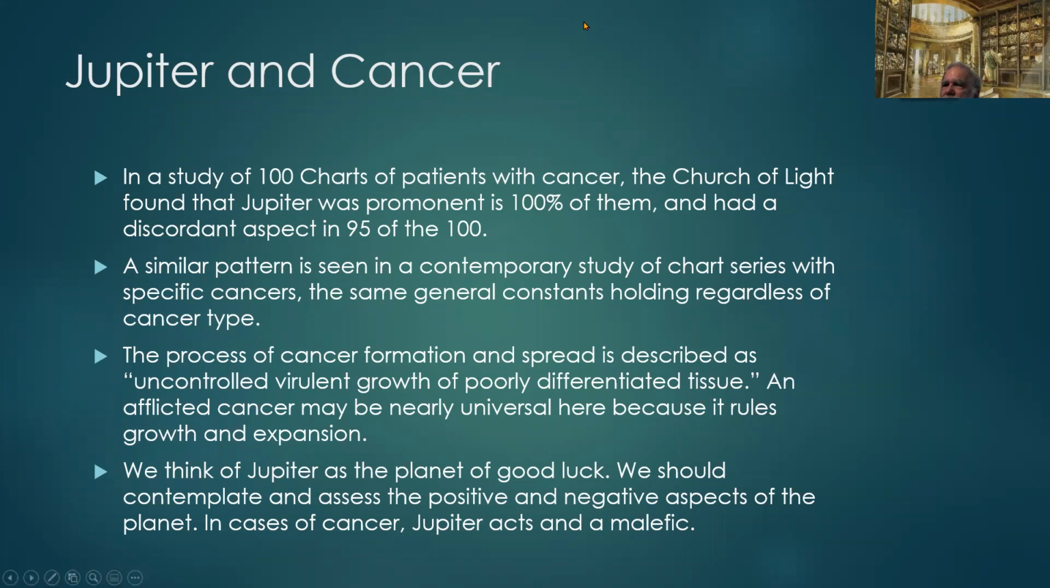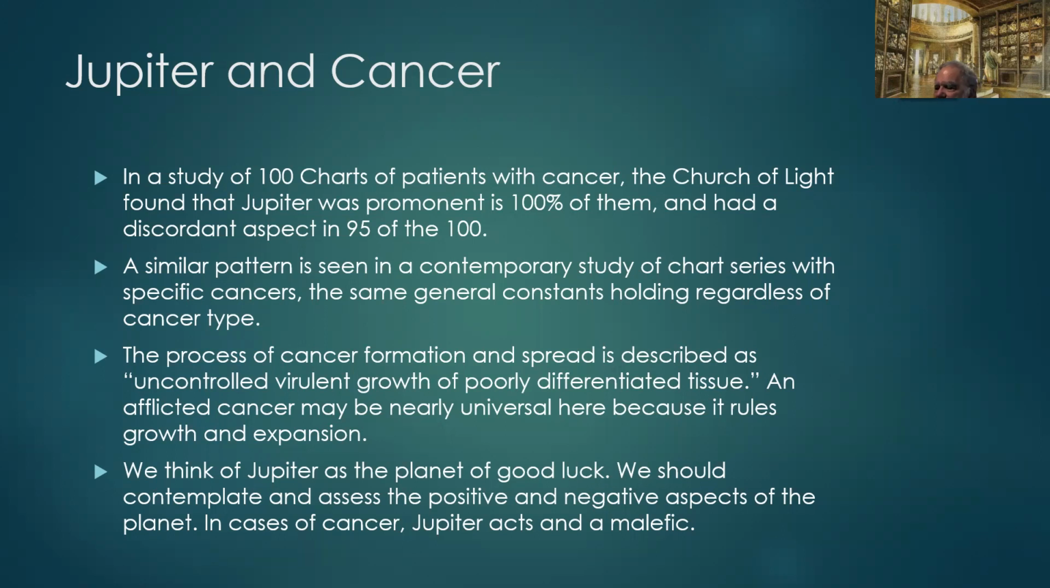But let's think about Jupiter and medical astrology. We think of Jupiter as the good luck planet. Jupiter is, well, it's good luck until you get liver disease, right? Or good luck until you lose next month's rent at the racetrack. And so on. So Jupiter can be over optimism, right?